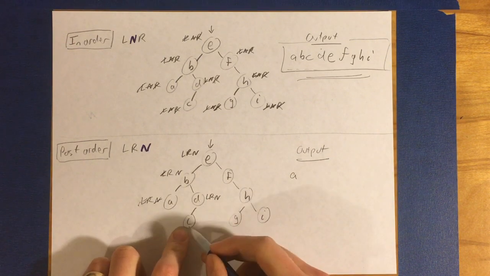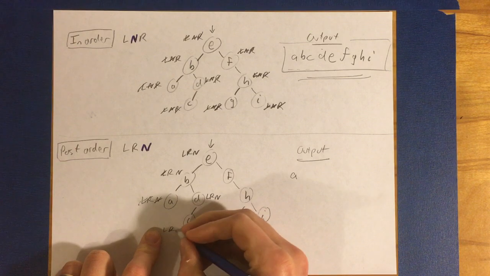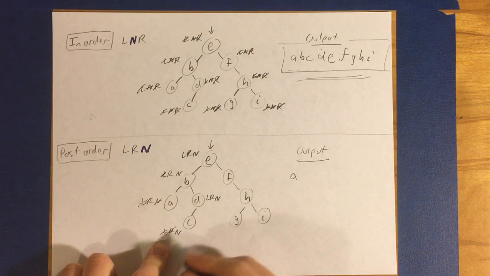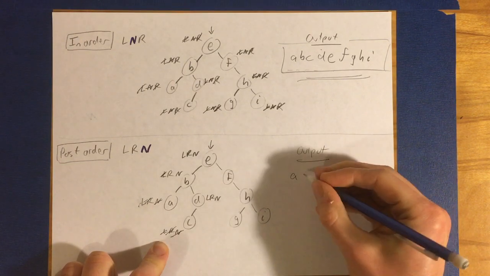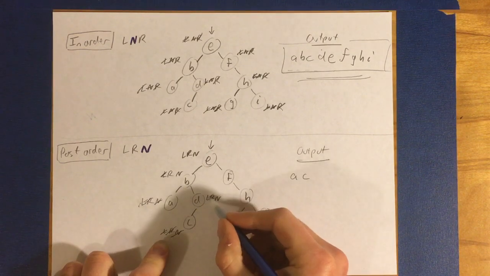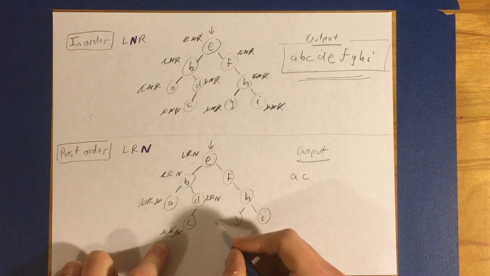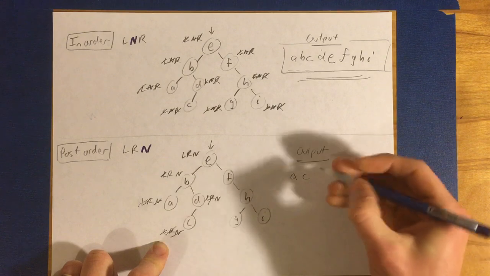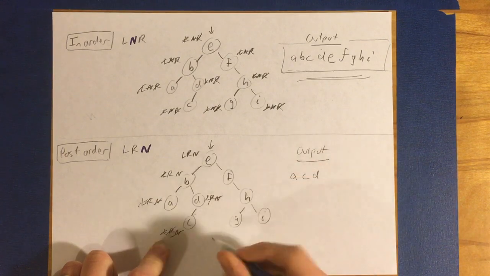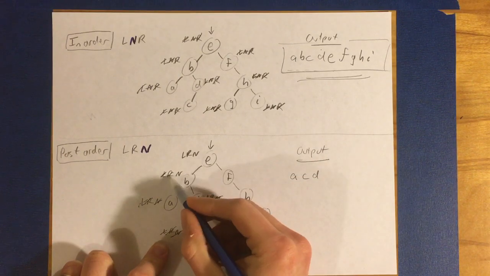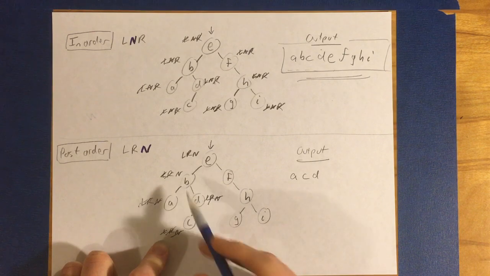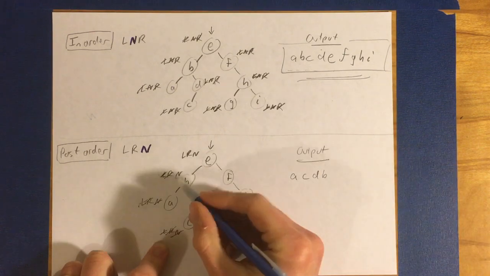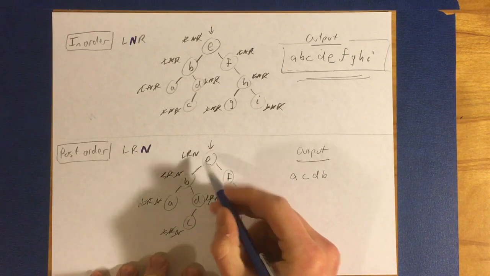First thing D has to do is go left. C can't go left or right, so C prints itself. It's done, returns to D. D goes right, but it can't. So finally, D prints itself and goes back to B. B is done with its right child, so now B prints itself and returns to E.